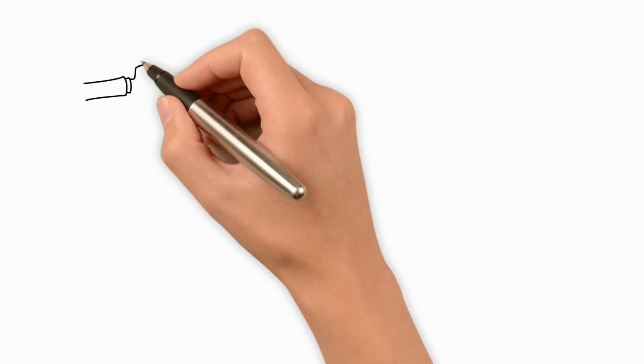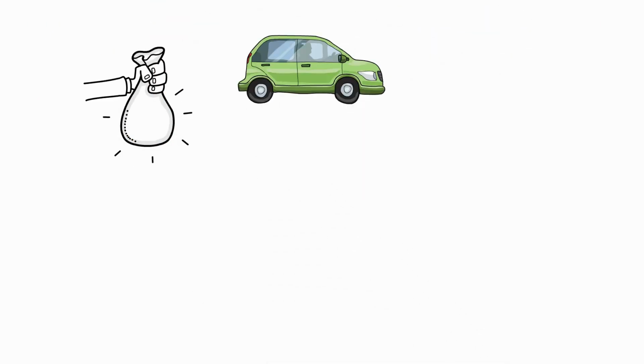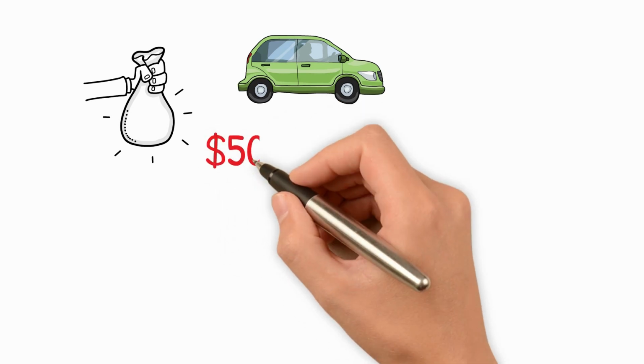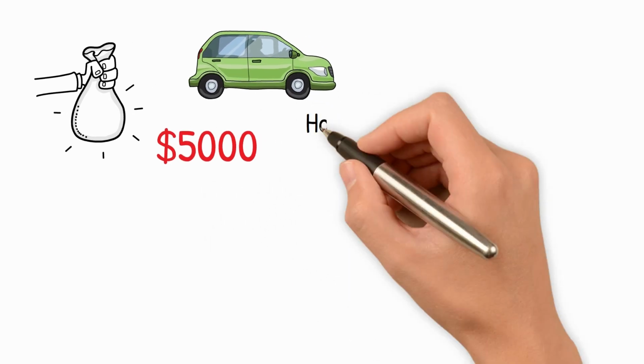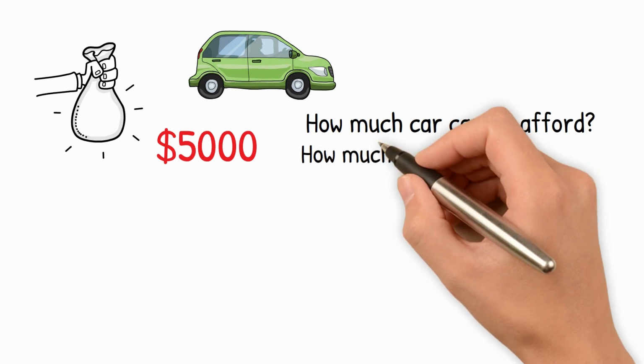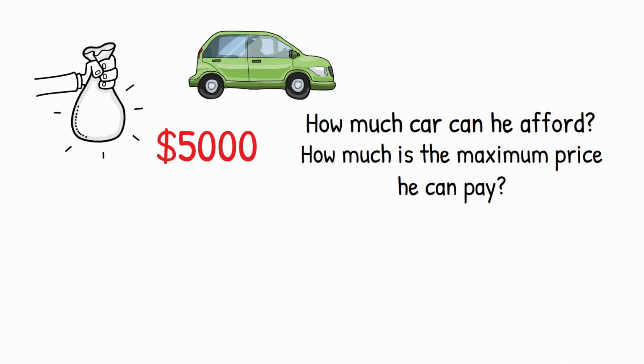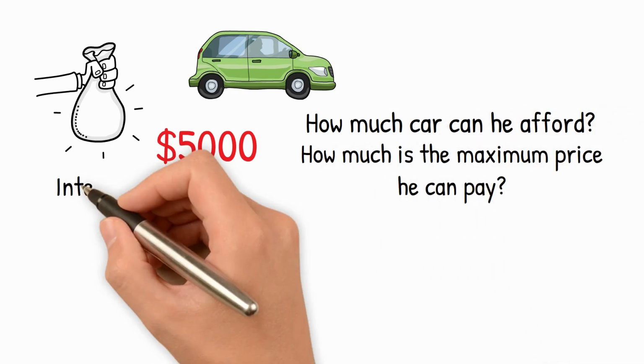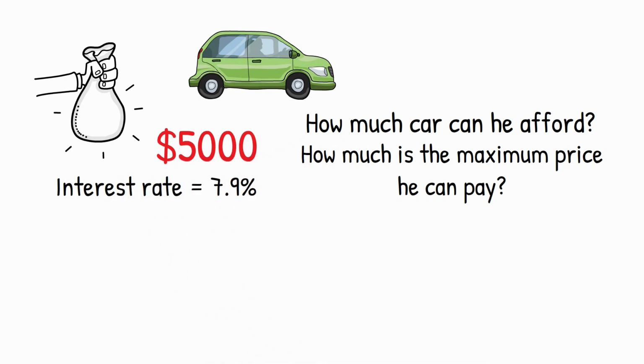Assume Matthew wants to take out a loan to buy a car. He calculates that he can make repayments of $5,000 per year. How much car can he afford, or how much is the maximum price he can pay, assuming yearly payments with an interest rate of 7.9%?